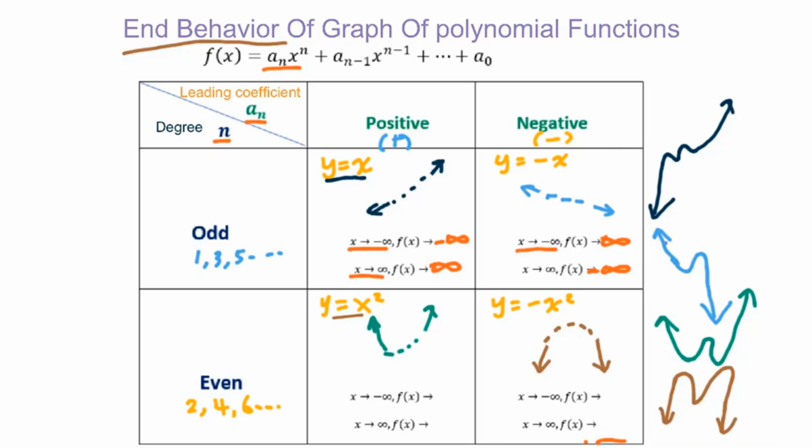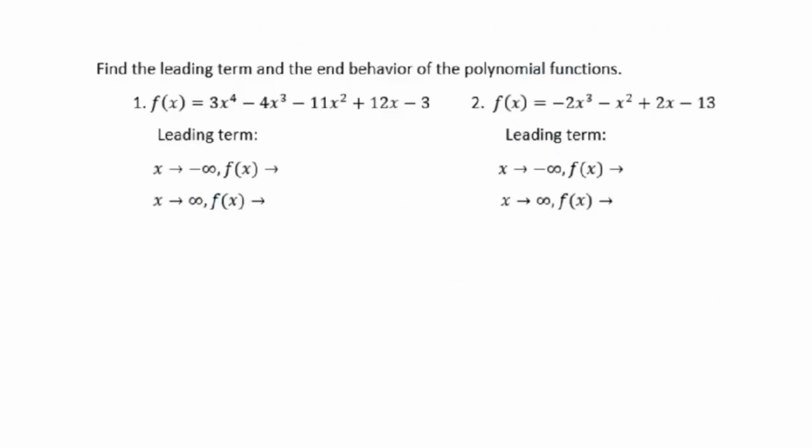For the pattern like y equals x squared, no matter whether x goes to positive or negative infinity, the graph will both go up, so go to positive infinity. For the graph like y equals negative x squared, the graph both goes down, so it goes to negative infinity, and here is negative infinity. Now let's go to some practice.